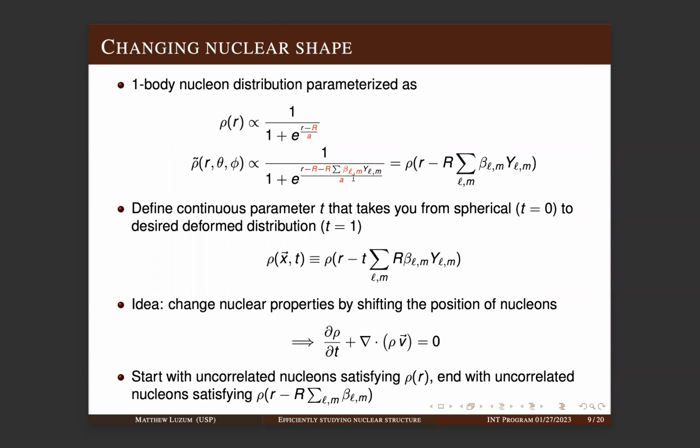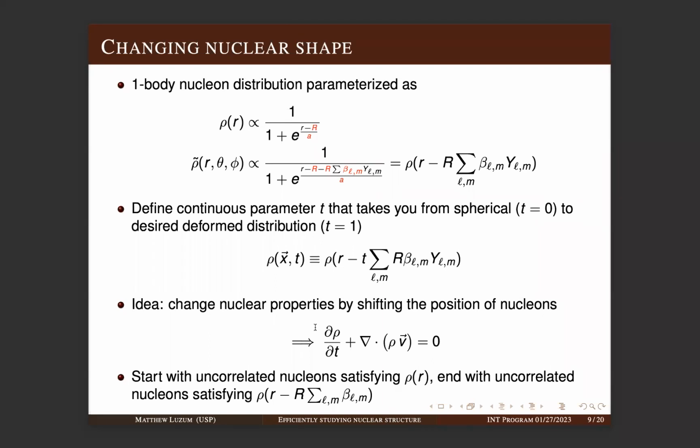What I want to do is define a continuous transformation. So I want to take a continuous parameter t that takes you from a spherical distribution, which is what we started with, to the distribution that you want, which will be t equals 1 in this formula here. And now the idea is going to be taking nucleons and transporting them, moving them from here to there, or in other words, we're transporting probability. So when you change t, when you do this transformation, the density has to obey a continuity equation. And so that's basically the entire key.